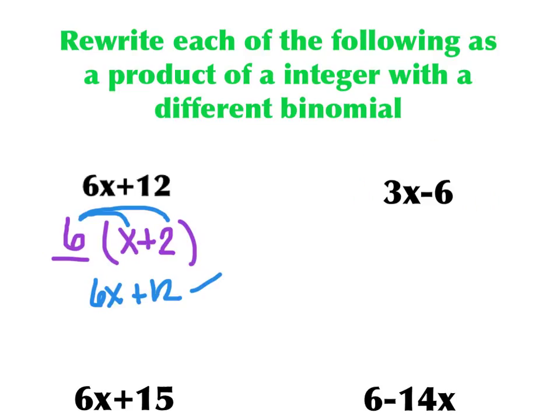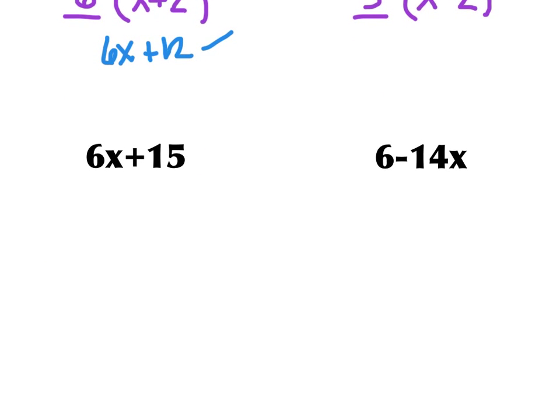3x minus 6. You would say it's what integer times what binomial? I'm going to say it's 3 times x minus 2. And again, a quick check, 3x minus 6. I've got two more. Why don't you pause it, you try it, and see if we get the same thing.